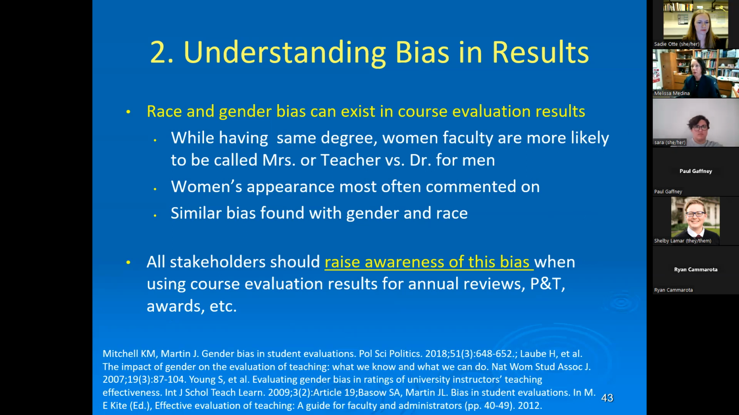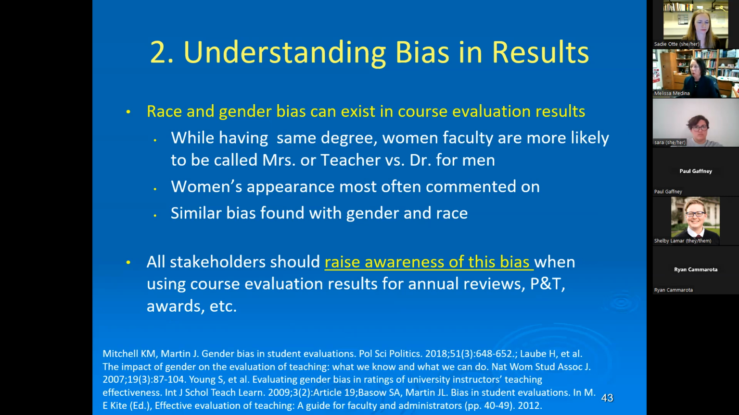Or teacher, whereas doctor can often be reserved for men. So if you've ever read through your teaching results and they were calling you Mrs. Whatever, then that struck you as odd. This is one example of bias in your course evaluations.